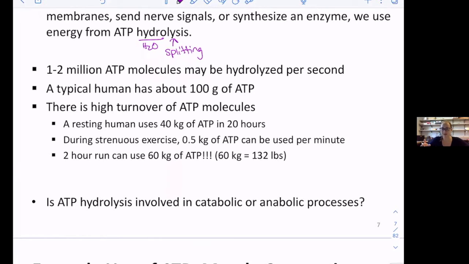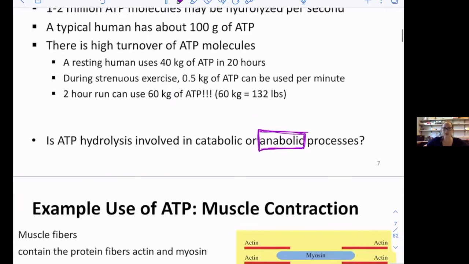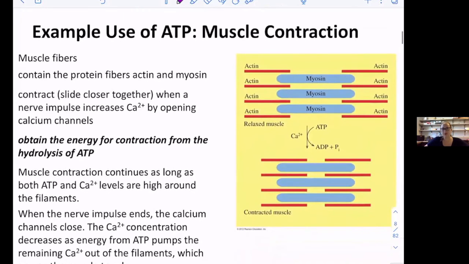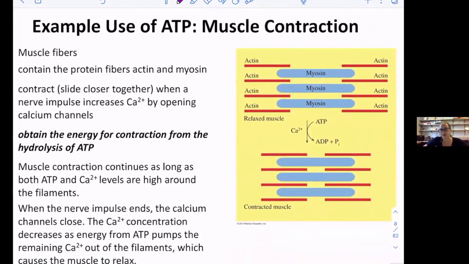Okay, so ATP synthesis is when we use... ATP hydrolysis is when we use the energy. So this is going to be a catabolic process. We're breaking apart things using the energy. Catabolic would be when we put those ADP to ATP to store the energy. So, anabolic. And then let's look at an example real quick of the use of ATP in muscle contraction.